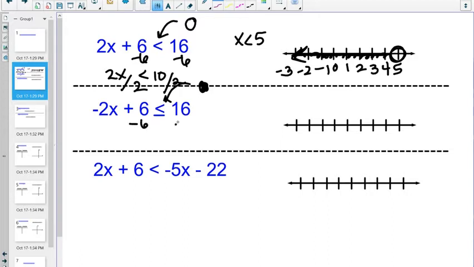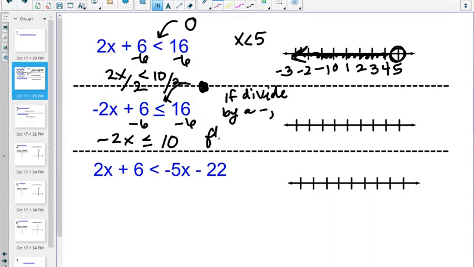This one's really similar, and I hope you see, though, that we're going to divide by a -2 this time, and that's when things change. So if you divide by a negative, you have to flip the sign.